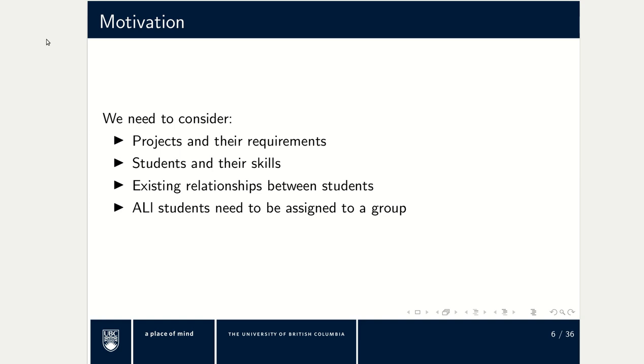So in this case, we would need to consider the requirements of each project, the skills of each student, any existing relationships between students, who likes each other, who hates each other, who works well together, and we would also need to make sure that all students are assigned to a group at the end, because we don't want anyone getting left out just because they didn't fit in as well as they could have in some group.